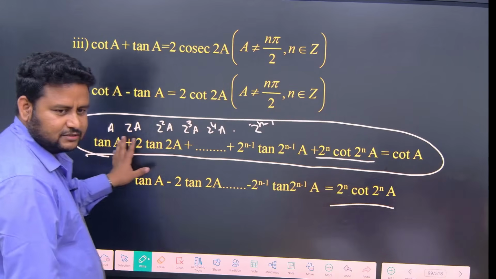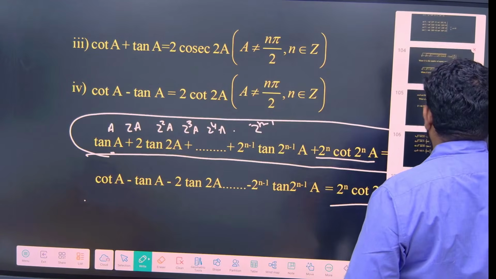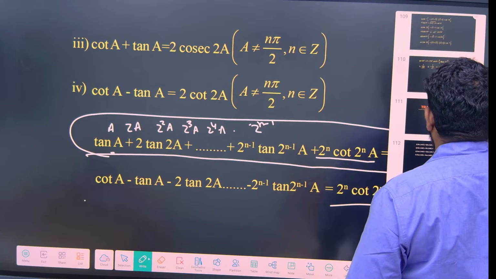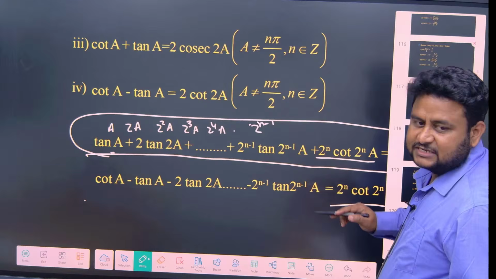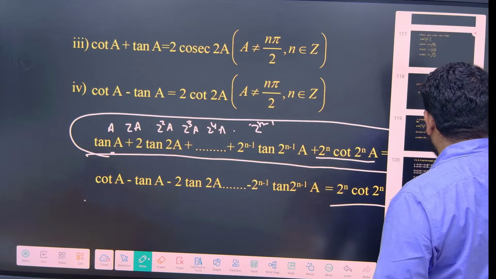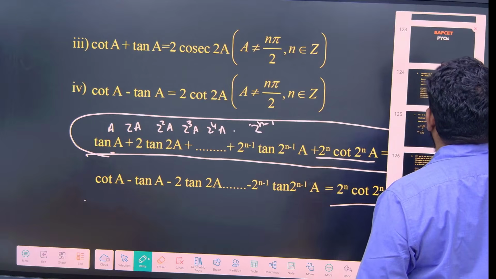Okay, clear with this formula? Now let us go to the question. I am giving more time for trigonometry because this forms the basis for many other chapters. In calculus, they are giving questions based on trigonometry only.